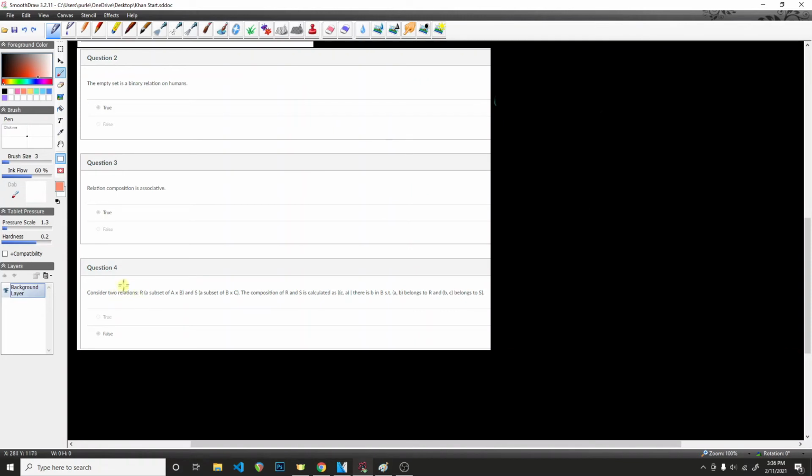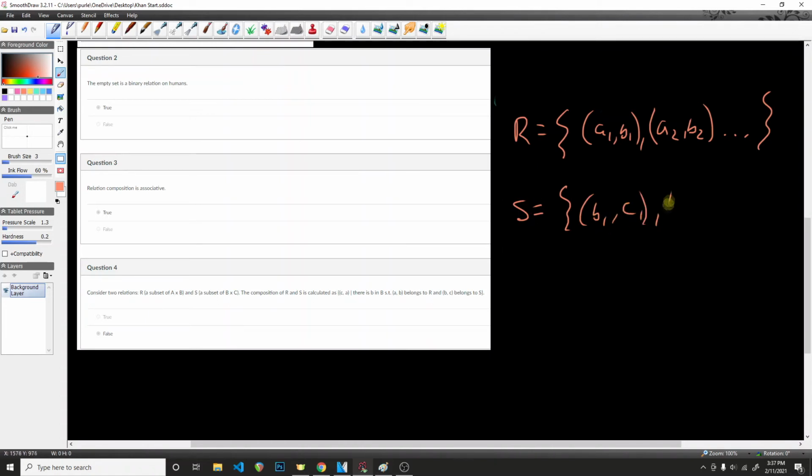Here we're going to say consider two relations. R is a subset of A cross B, and S is a subset of B cross C, which again is what we had. So for example, R is going to be some set with ordered pairs where we have A1, comma, B1, A2, comma, B2, all the way up to A sub n and B sub n. And then S is going to be equal to the subset of B cross C, which in this case will be B sub 1, C sub 1, B sub 2, C sub 2, and then again all the way up to B sub n, C sub n.